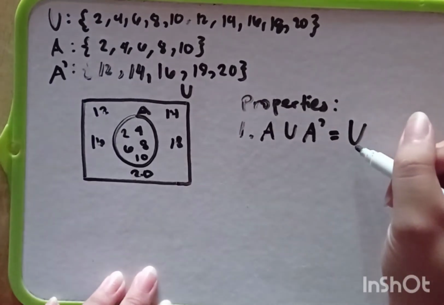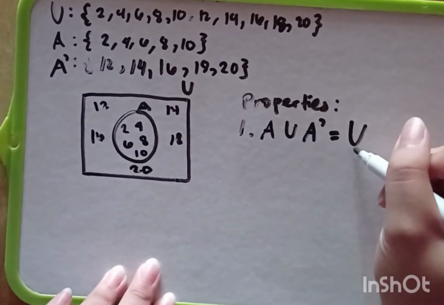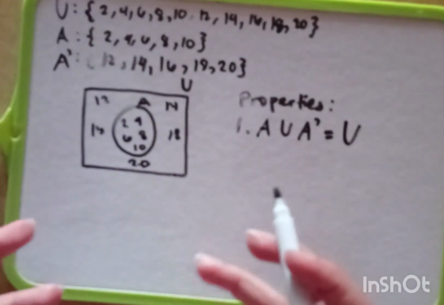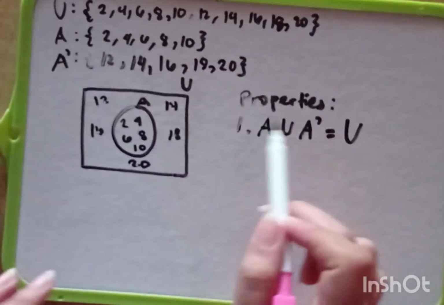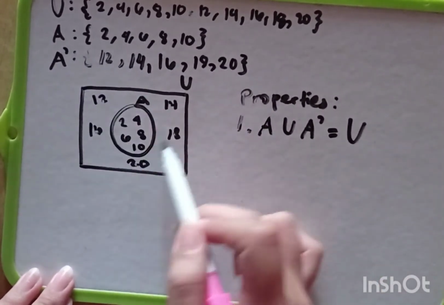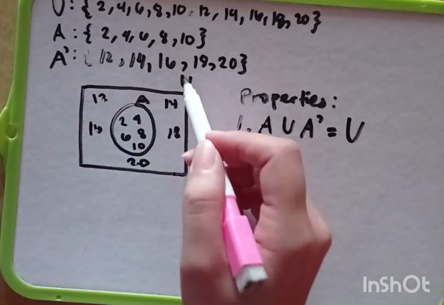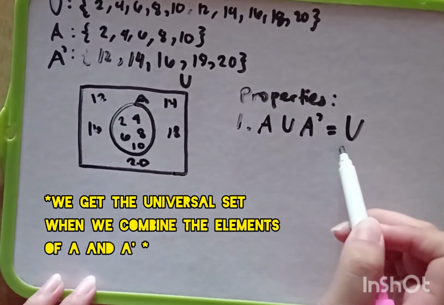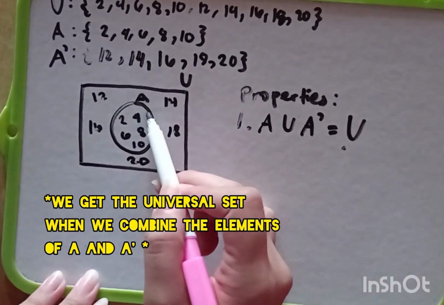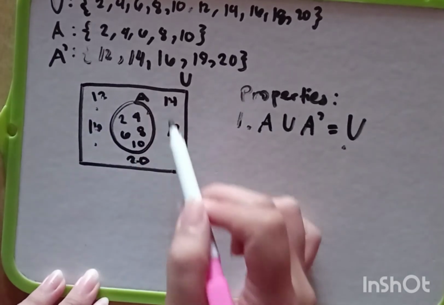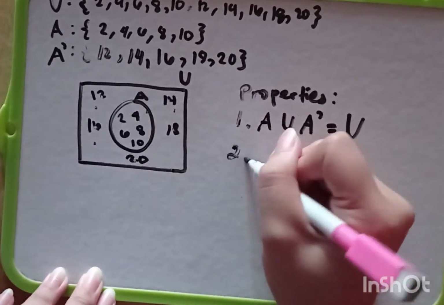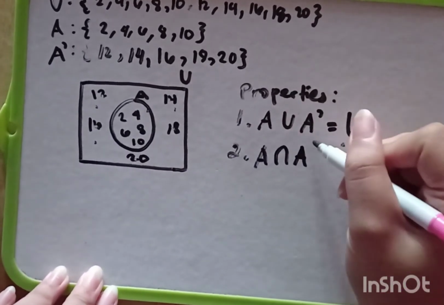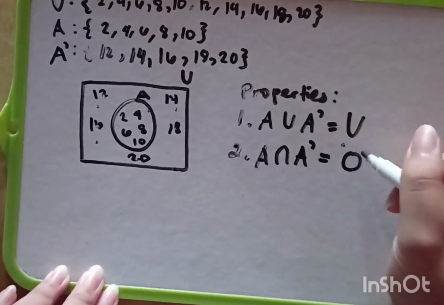So why is the answer of this the universal set? Because if we use this example, it is a union. So we are going to combine the elements of set A and the elements of the complement of set A, and we will get the whole universal set. Another one is A intersection the complement of set A is the null set.